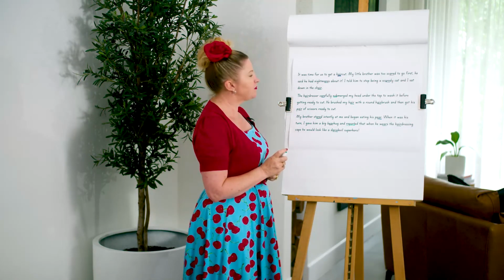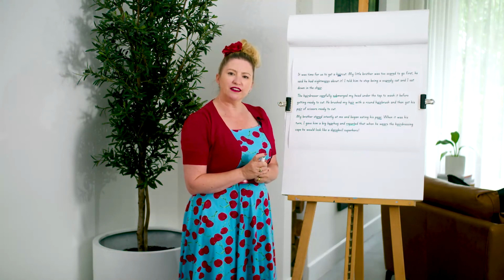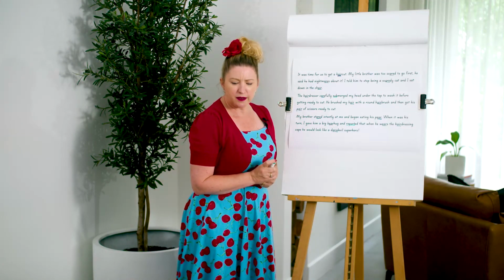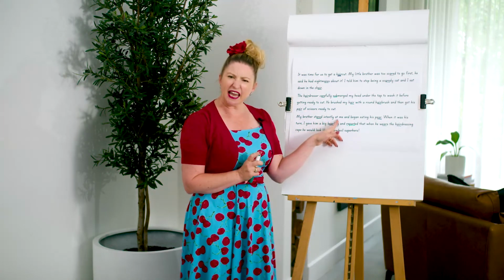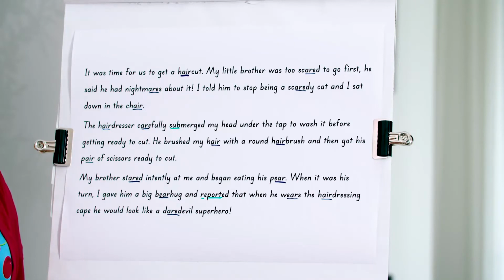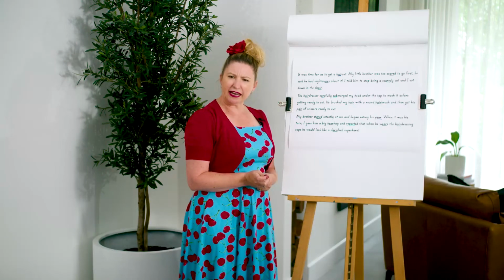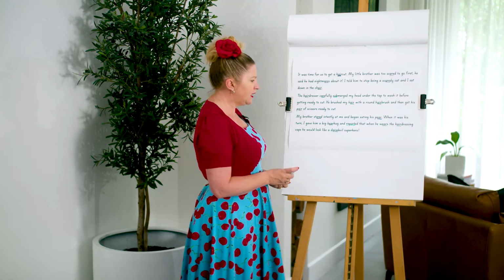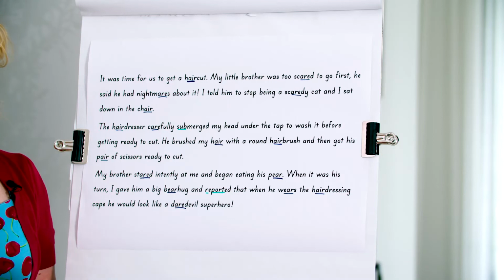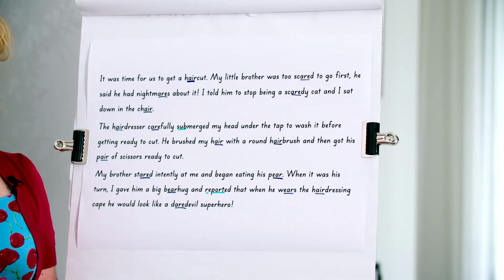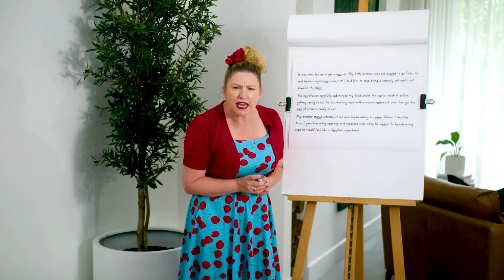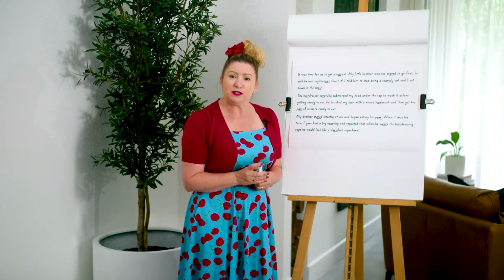So, let's have a look here. My brother stared intently at me. What does that mean? He's staring intently. It's a bit of a tricky word, isn't it? Intently. He's staring intently. So we know when someone stares, they look a long time, look really straight at you. So intently means he's staring at me with purpose. So he's really looking carefully at me getting my hair cut because my little brother's scared.